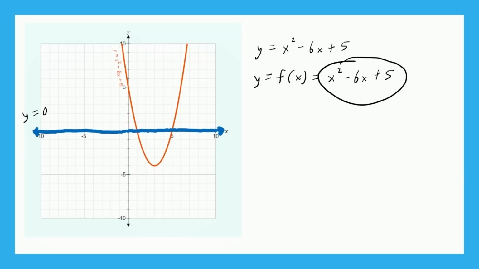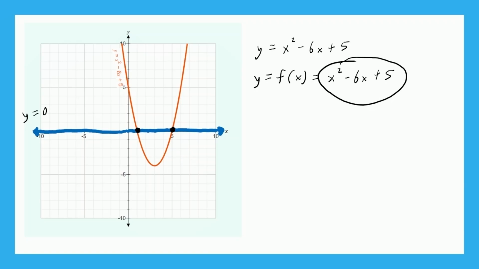Now, once again, the zeros of our polynomial are the points on the graph where the line y equals 0 touches the curve. So another way to think of the zeros is x-intercepts, because this point right here and this point right here are the two x-intercepts of our graph because they touch the x-axis.